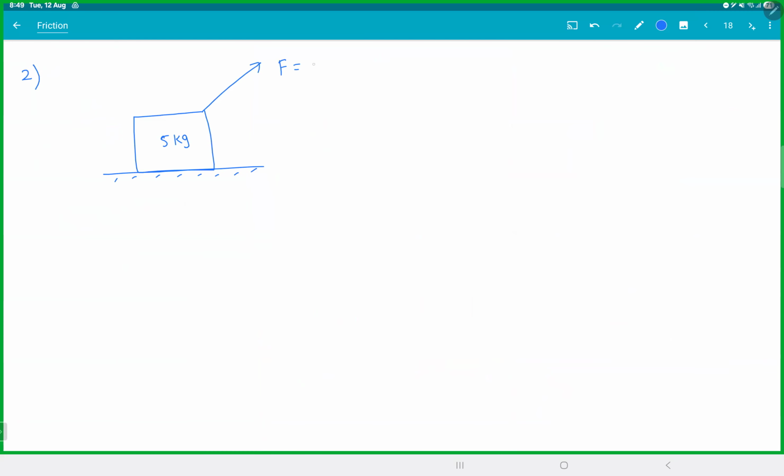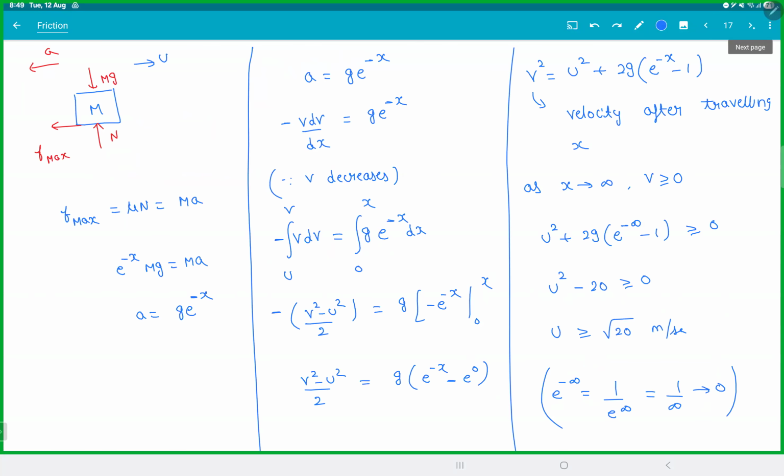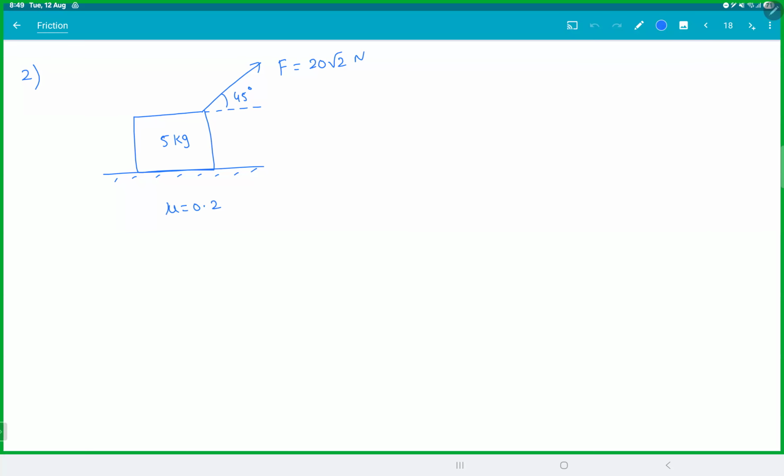So we have a force here, 20 root 2 newtons, 45 degrees. Mu is equal to 0.2. That is what is written there. Block is already given to you. Question starts after kicking. Initially at rest. Find the distance traveled in 2 seconds.